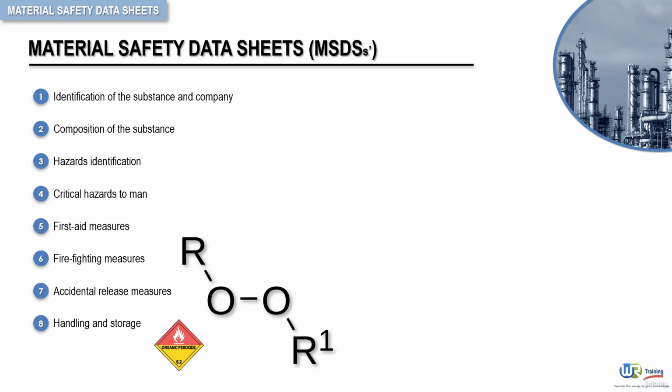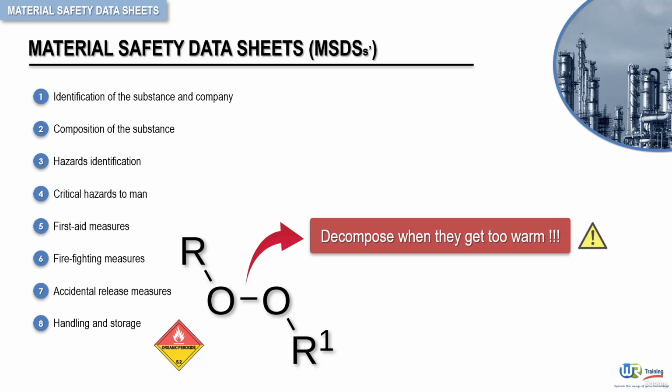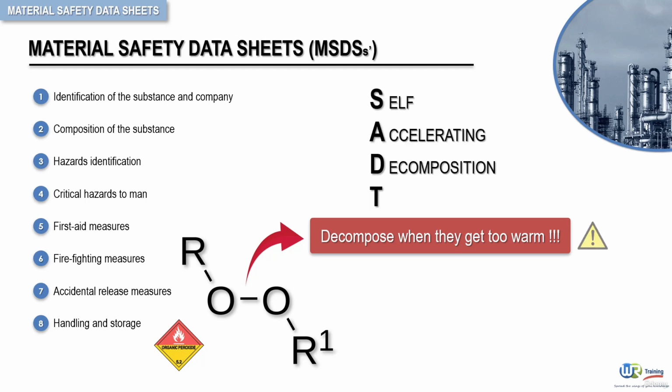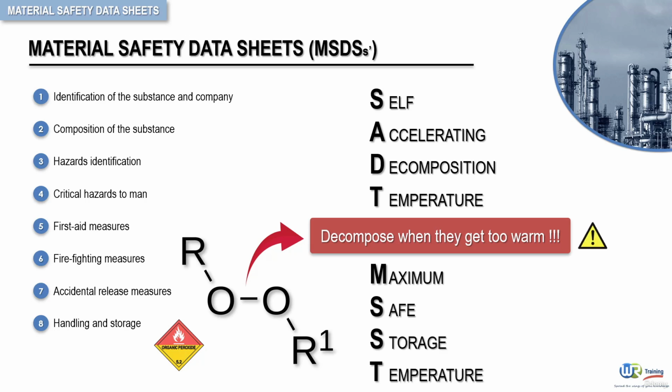A common hazard of organic peroxides is their tendency to decompose when they get too warm. Terms commonly used to describe this characteristic are SADT for self-accelerating decomposition temperature, or MSST for maximum safe storage temperature. The temperatures vary from material to material.